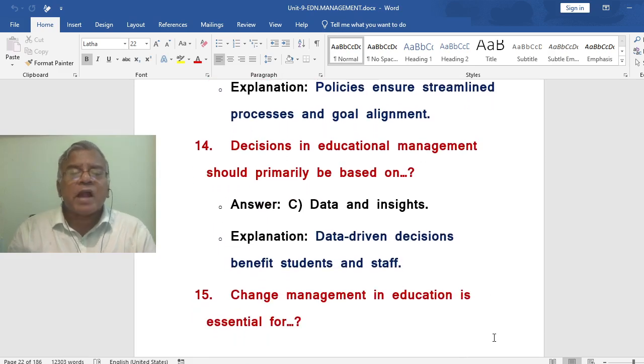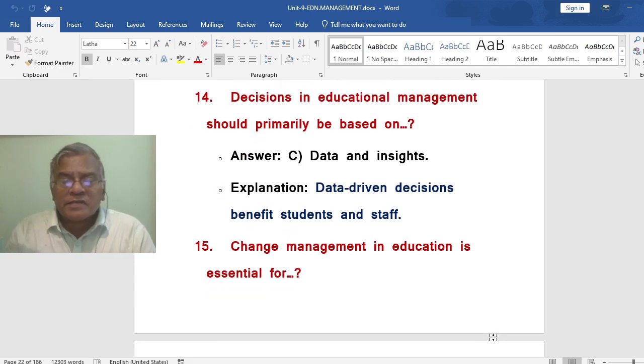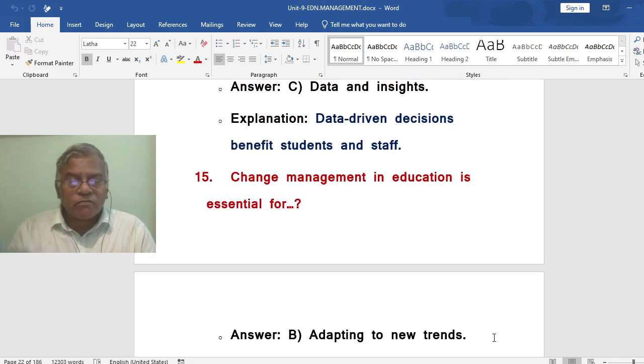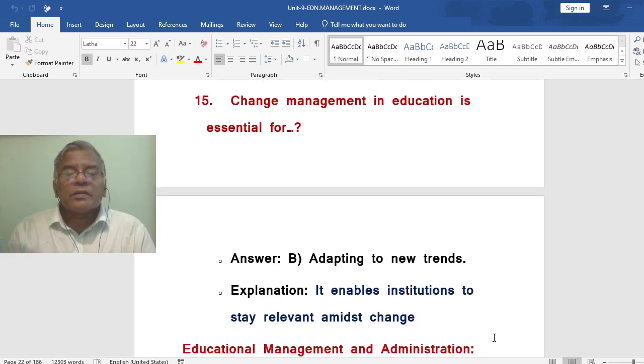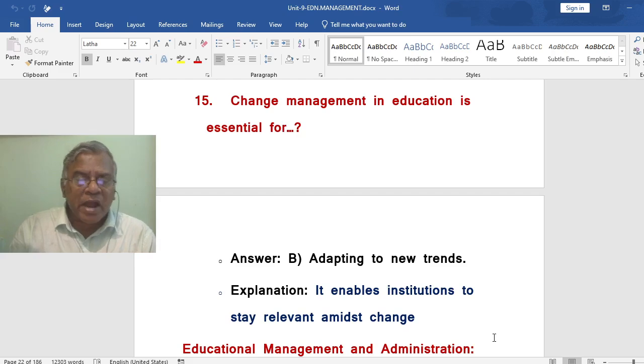Decisions in educational management should primarily be based on what? Decisions in educational management should primarily be based on data and insights. Data-driven decisions will benefit students and staff. Change management in education is essential for what? That is for adapting to new trends. Change management enables institutions to stay relevant amidst changes. When there are changes, it helps institutions to stay relevant. That is called change management.